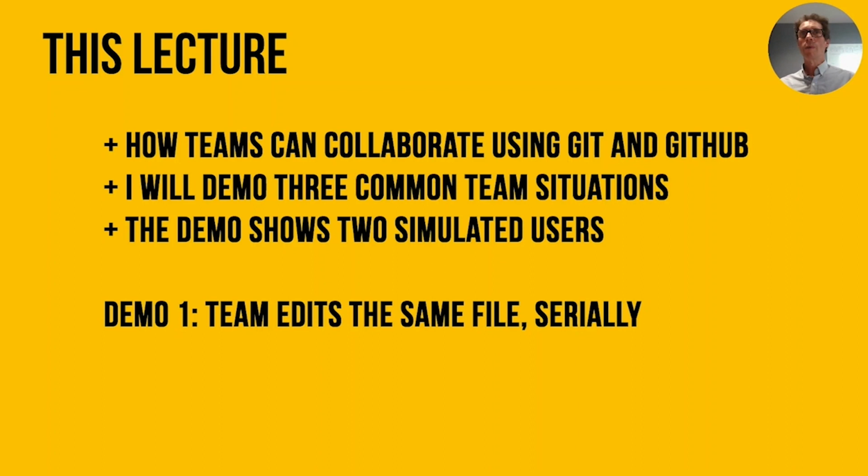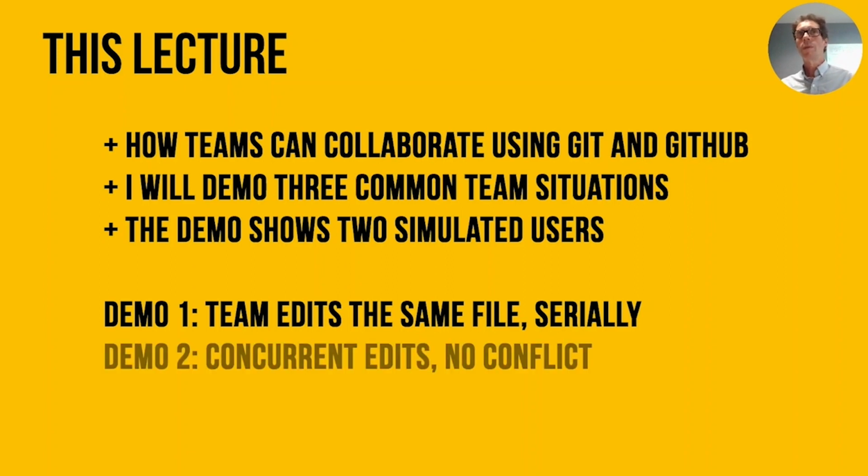In the first demo, these 2 team members are going to edit the same file, but not at the same time. And that works pretty smoothly. They're not going to run into any problems. In the second demo, the team will be working on the same file again, but this time concurrently. But because they're working on different parts of the same file, Git is able to handle that and automatically merge their edits together. So no big problems there.